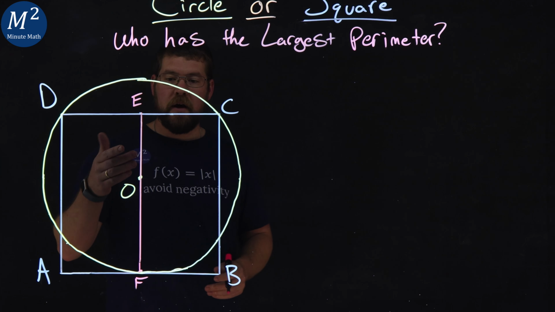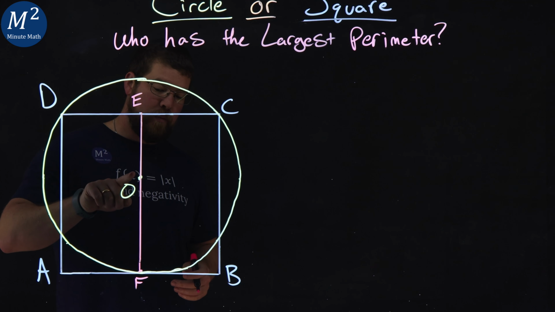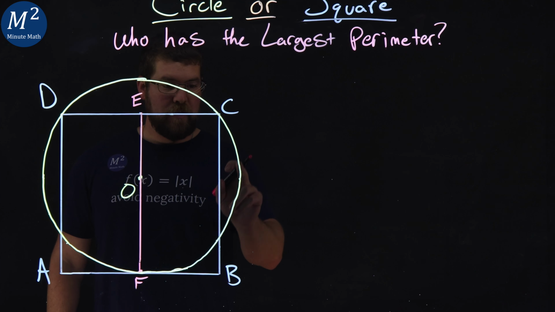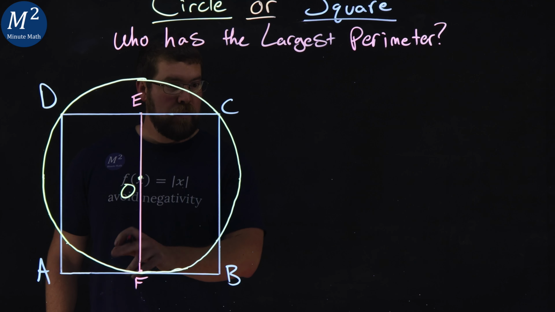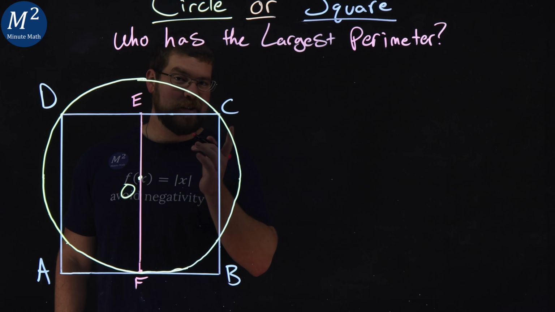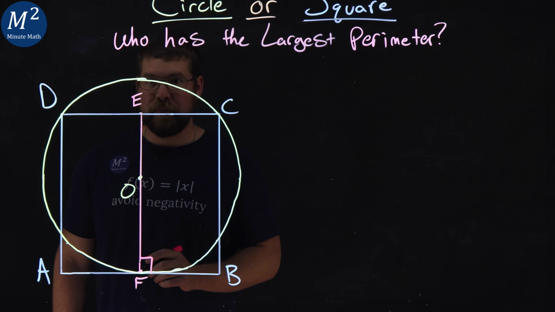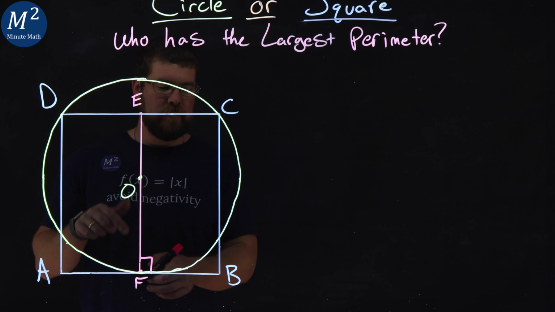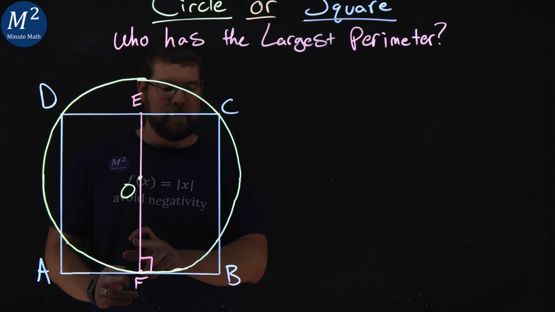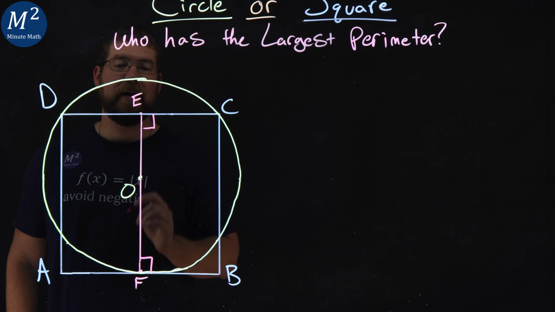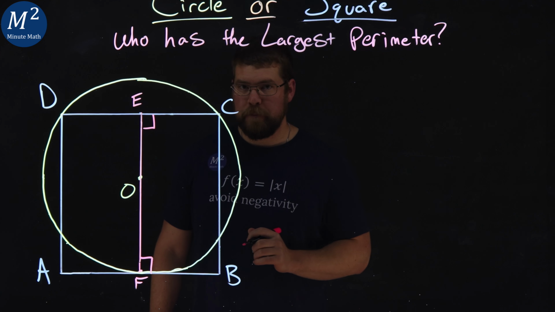Since O to F is a radius, and it's going through the point of tangency on the circle, the tangency of a circle theorem says that this is perpendicular. And since we have a square, and now a rectangle, these are all right angles, so this is also a right angle as well.